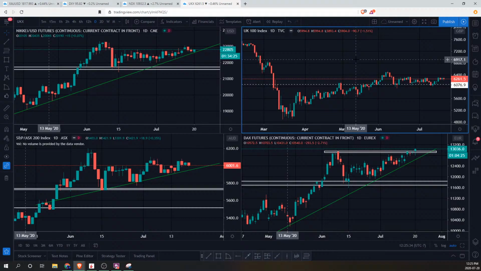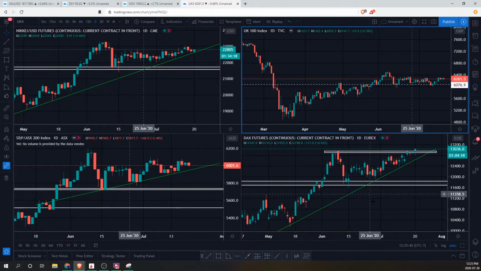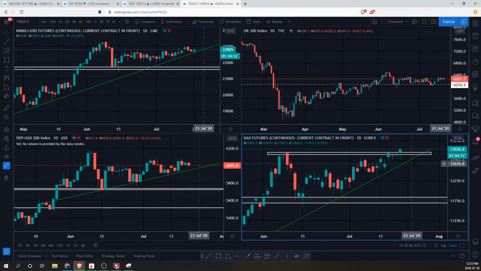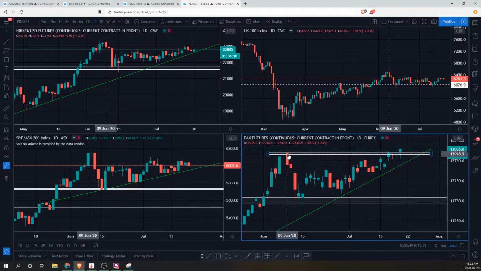So not too big of a surprise that the relatively strong indexes like the Japanese index and the DAX, which is the German index, are breaking previous resistances and holding them as new levels of support. And this is the DAX right here. Previous resistance back in mid and early June has been broken. Not many indexes have actually done this.